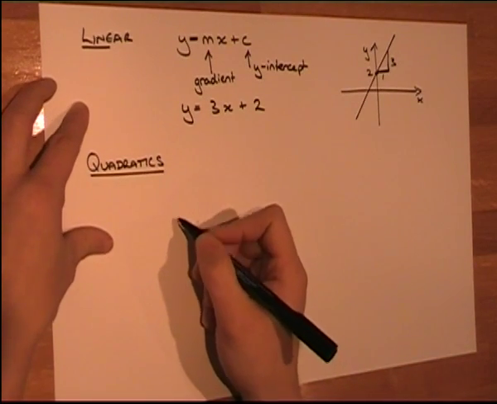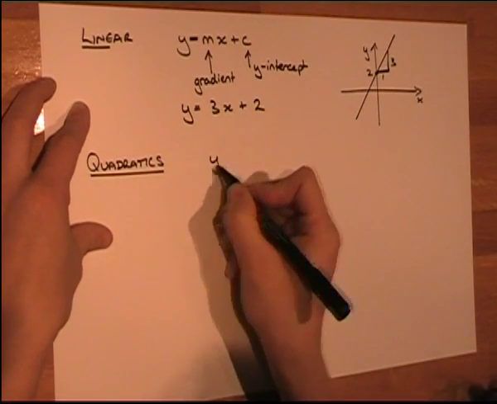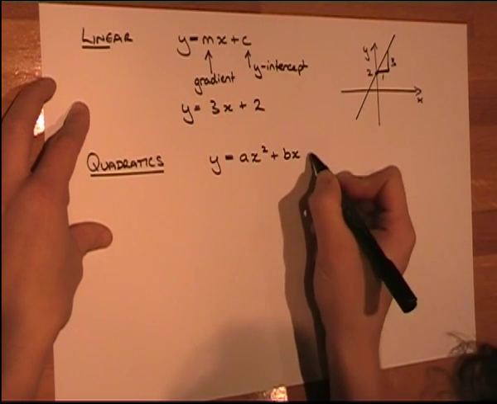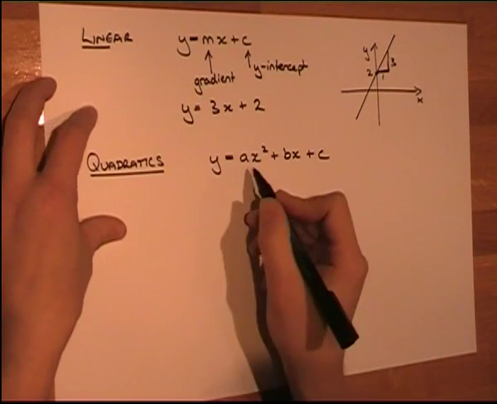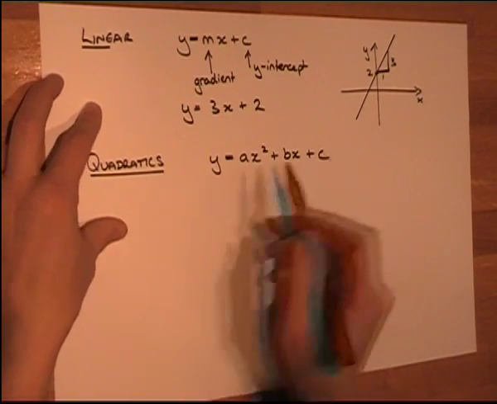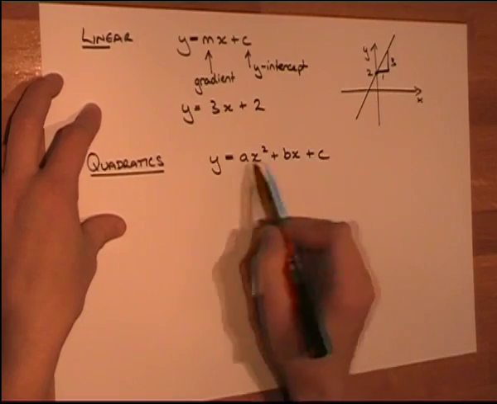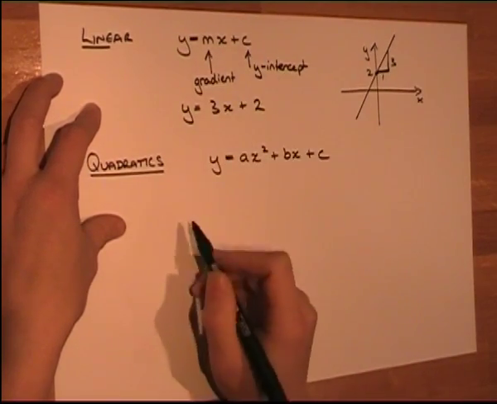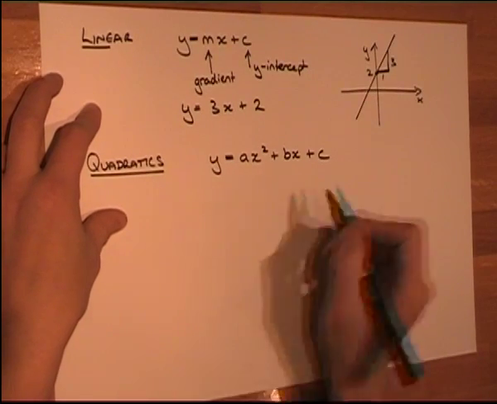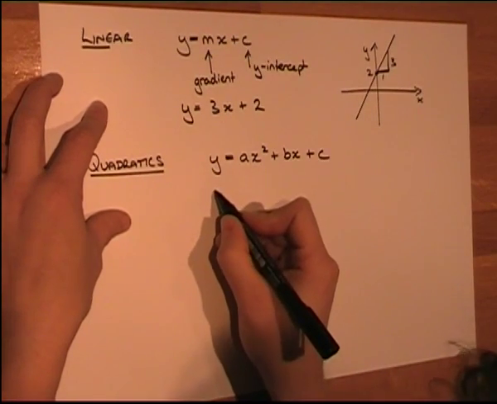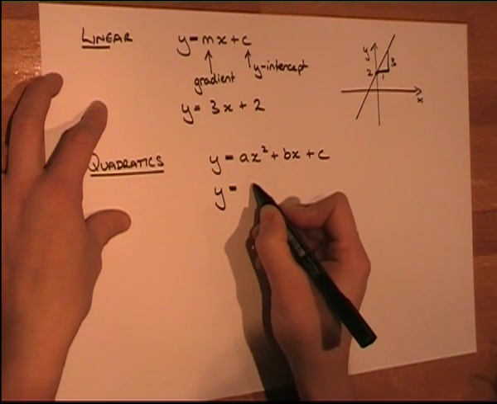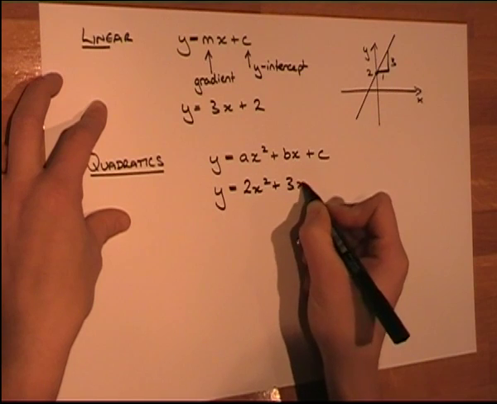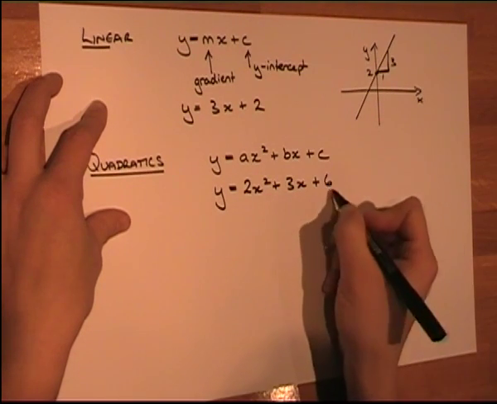Now, these are often in the form y equals ax squared plus bx plus c. a, b and c are just numbers, and they will tell us some of the characteristics, just like m and c tell us about the straight line. These will tell us about the characteristics of the quadratic. So an example could be something like 2x squared plus 3x plus 6, actually.